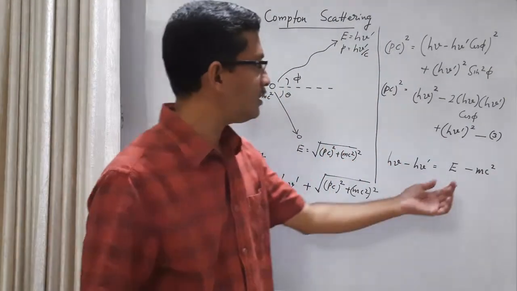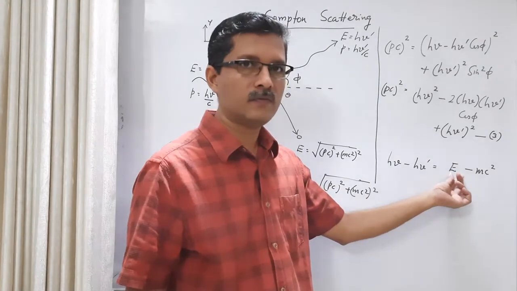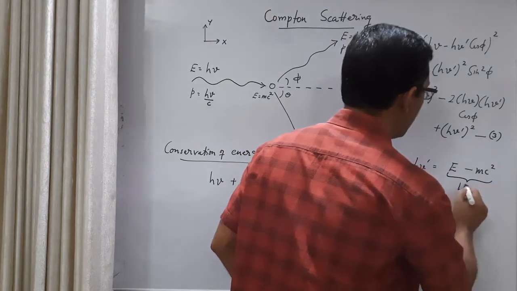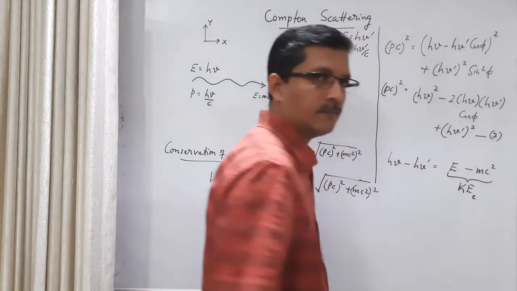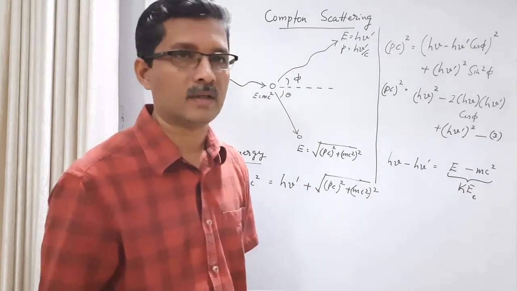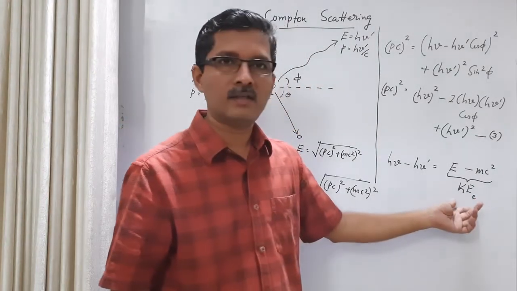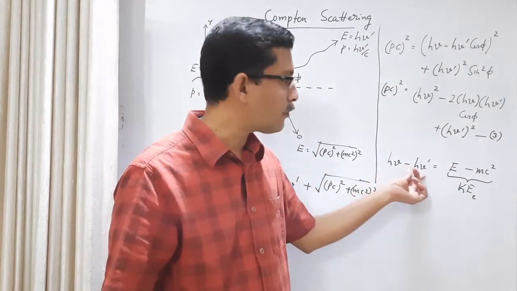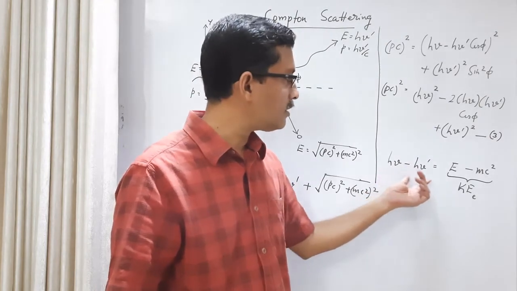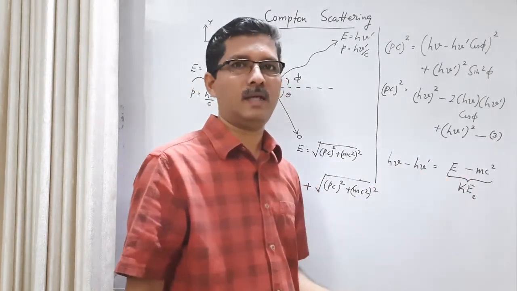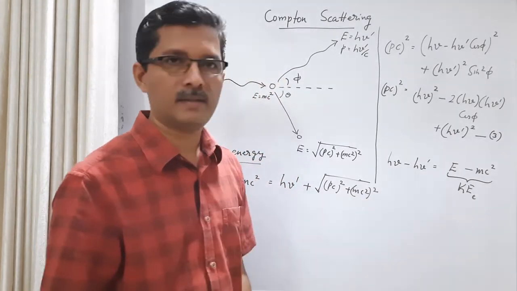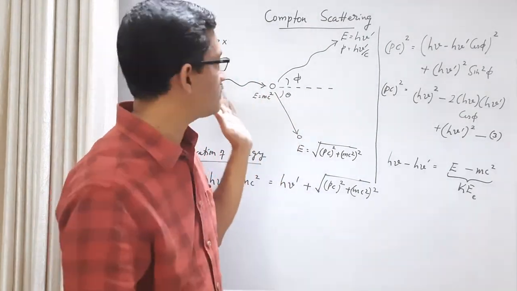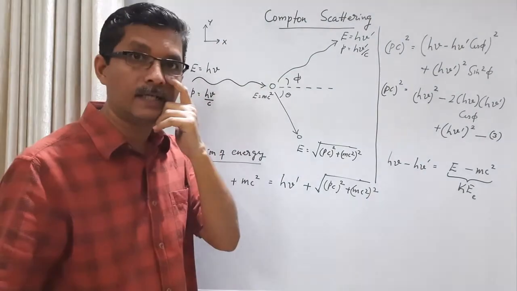What is the term on the right side? Total energy of the electron minus rest energy of the electron. Total energy minus rest energy is nothing but kinetic energy of the electron. Kinetic energy gained by the electron. So the right hand side is the kinetic energy gained by the electron. What is the left hand side? Photon energy before collision minus photon energy after collision. So the difference in photon energy is equal to kinetic energy gained by the electron. So this equation shows that this collision between photon and electron is an elastic collision.